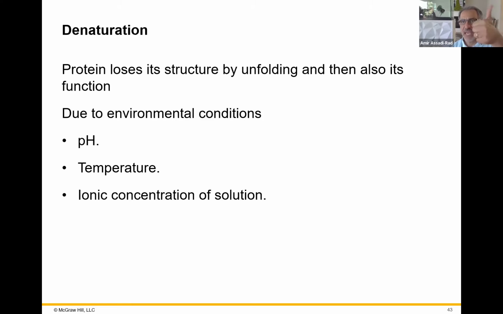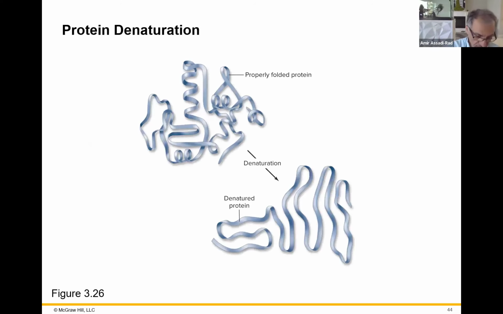What are they? pH. If you pour a strong acid on a protein molecule, it will denature it. You put a strong base, it will denature it. Temperature, as I said, fry an egg. And then ionic concentration of the solution. You put a very salty, high-ionic solution on it, and then it unfolds. Okay, protein denaturation.